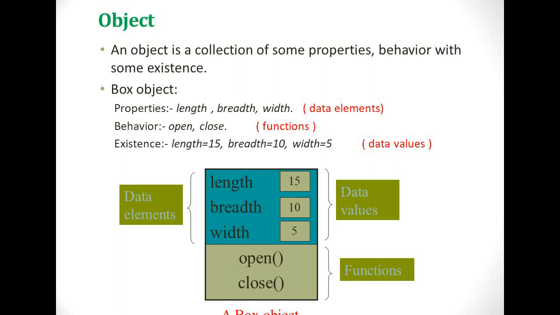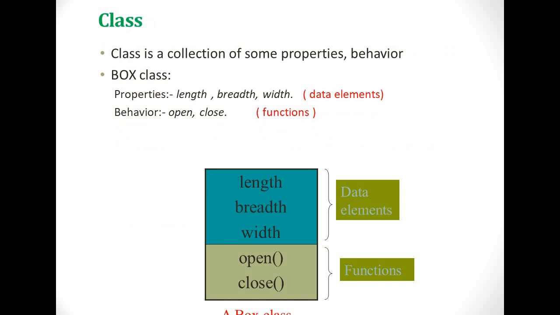Object. An object is a collection of some properties, behavior, and existence. In this box object, we have the properties, behavior and existence. Properties having the length, breadth and width are called the data elements. And also functions. Functions are open and close functions. And then existence, that are data values. We are passing the values to the data elements.